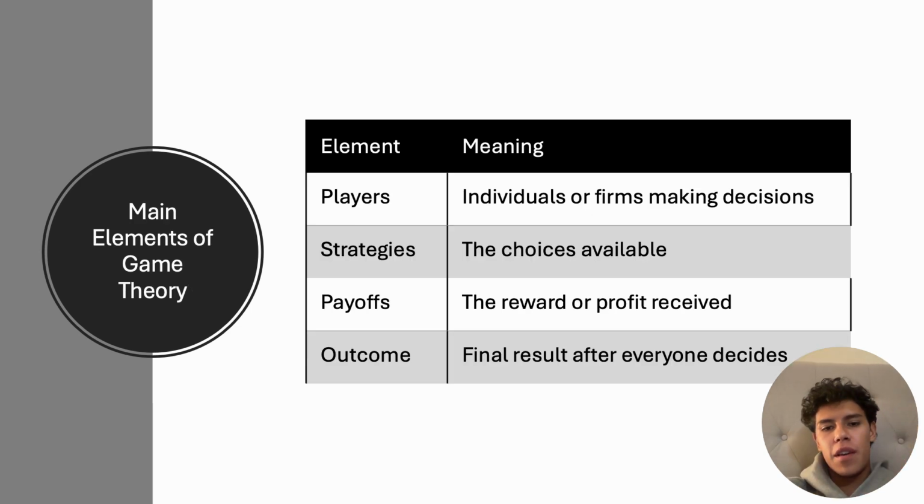There are four important elements in game theory. The first element is the players. Players are the people, businesses, or organizations that are making decisions. The second element is strategies. Strategies are the different choices that each player can make. The third element is payoffs. Payoff is the reward or benefit that each player receives after everyone has made their decision. Usually, businesses want the highest possible payoff because it means greater profit. The final element is the outcome. The outcome is the final result after every player has chosen a strategy. Economists use these four elements to predict how people and businesses will behave in different situations.